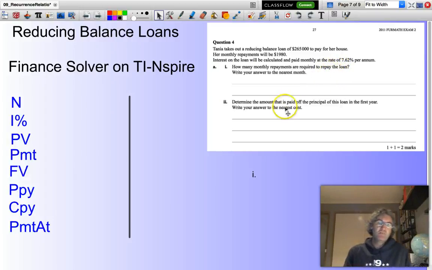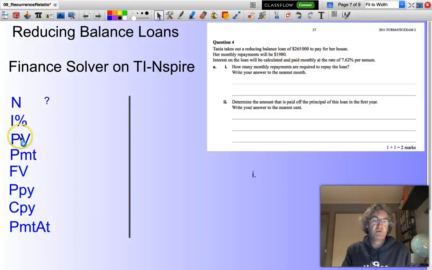So what I need to do is, for all the fields in the Finance Solver app, populate them with a value, and one of them will be left blank, and that's the one where the calculation will be performed. Looking at this, it's saying how many monthly repayments, so that's what I'm being asked to calculate, the number of repayments. Then I just go through and populate the rest of the fields. Now, I am taking out a reducing balance loan. Well, that's the signal right away that I'll use my Finance Solver app.